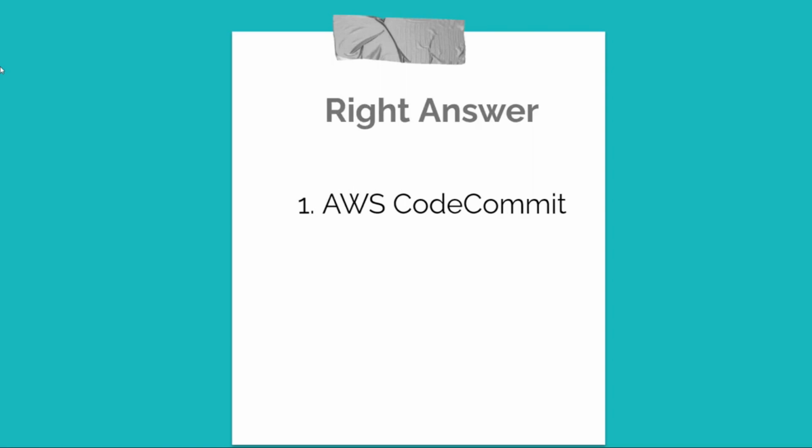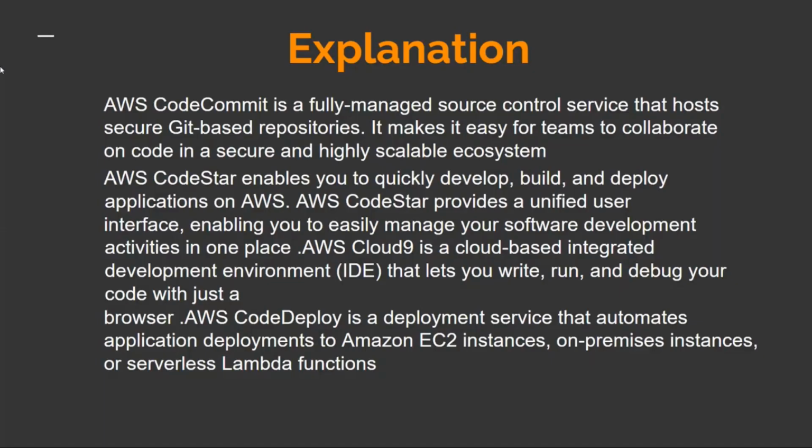AWS CodeCommit. Explanation: AWS CodeCommit is a fully managed source control service that hosts secure Git-based repositories. It makes it easy for teams to collaborate on code in a secure and highly scalable ecosystem. AWS CodeStar enables you to quickly develop and deploy applications on AWS. AWS CodeStar provides a unified user interface, enabling you to easily manage your software development activities in one place.